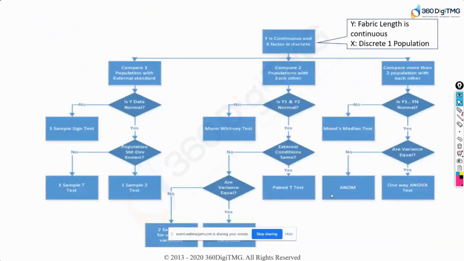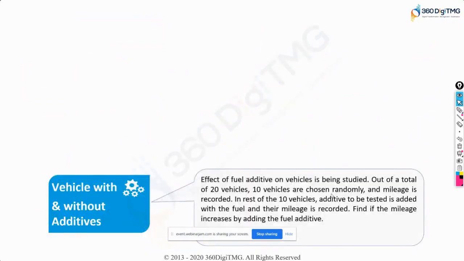So let us now look into another example. We are working with a non-parametric test case. Okay, what does that actually mean? We'll see that. Fuel additive. Fuel additive basically means that in our regular fuels, some additional lead content or additional components are mixed to give extra mileage or extra performance, right? So the effect of that additive which is getting mixed into the fuel is being studied here.